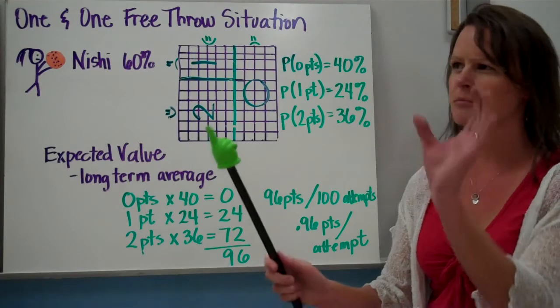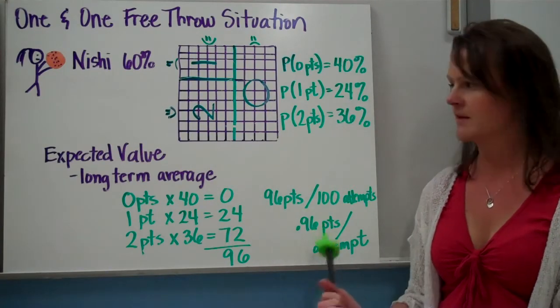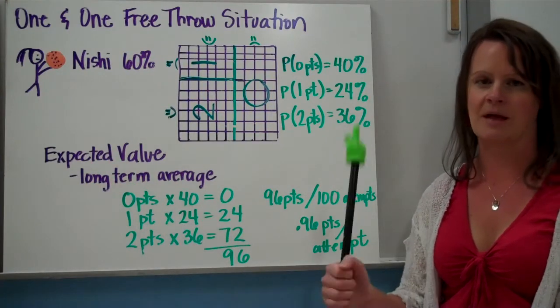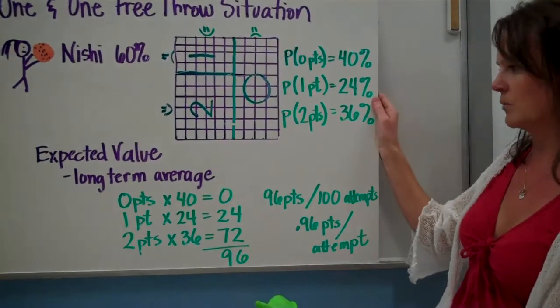Now obviously the scoreboard is not going to adjust to fractional point values like we have here. This is, again, an expected value. It's a long-term average over the long run. That's what we would expect over multiple trials. Okay, so that's the one-on-one example.